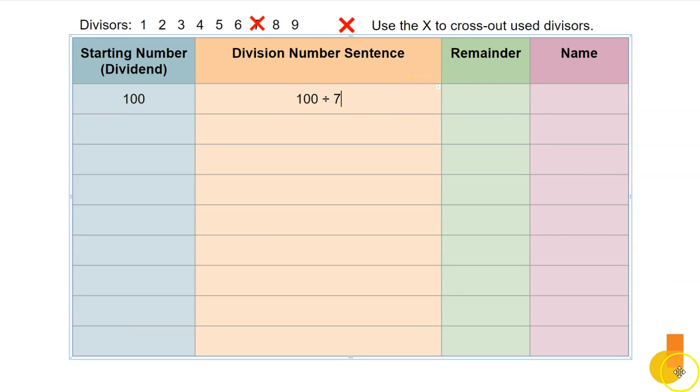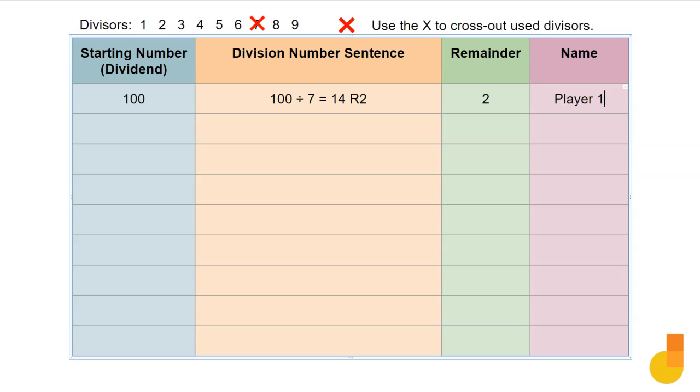Then use the Jamboard link in the bottom right hand corner, or use a whiteboard and marker to solve 100 divided by 7. I know that 100 divided by 7 equals 14 remainder 2. This means the remainder is 2, and I'm going to put my name here. For our example, we'll just say player 1.